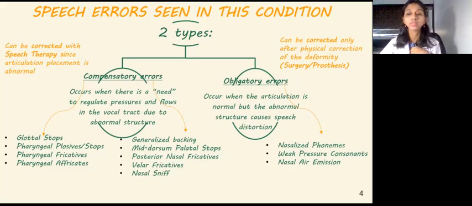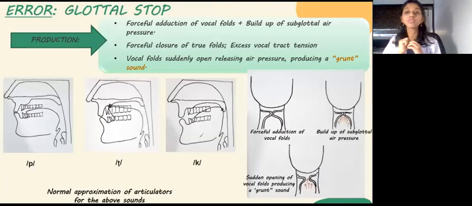Obligatory errors include nasalized phonemes, nasal air emission, and weak pressure consonants. These errors can be rectified only through physical correction of the deformity, which may be either through surgery or through the use of a prosthesis. Let's move on to the explanation of each error.